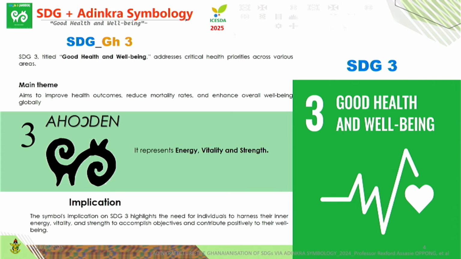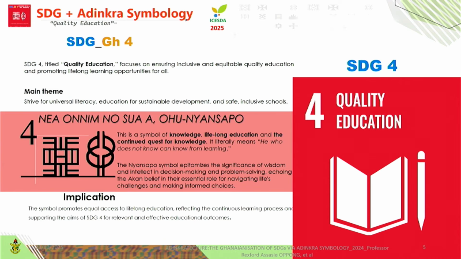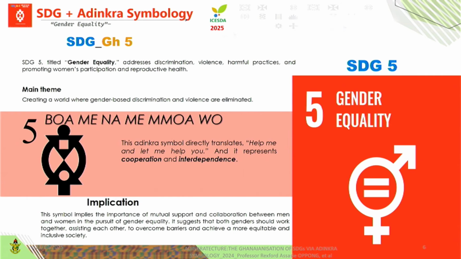The fourth SDG is on quality education. Quality education promotes universal literacy, education for sustainable development, and safe and inclusive schools. The Adinkra symbol we chose was Nia onim no osia ohunyan sapo, which literally means he who does not know can know from learning. And it's the key value of our education system. We acquire knowledge by learning. And that is why we chose this Adinkra symbol for that.